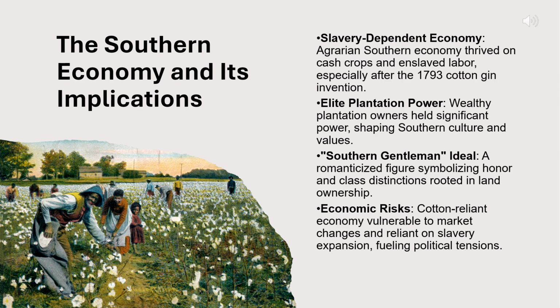However, this reliance on a single crop economy created vulnerabilities, particularly as cotton prices fluctuated. The lack of industrialization and diversification left the South economically dependent on cotton, making it vulnerable to external pressures such as economic downturns or changes in global demand for cotton. Additionally, the Southern economy's growth was directly linked to the expansion of slavery into new territories, making the debates over the extension of slavery a contentious issue in national politics.